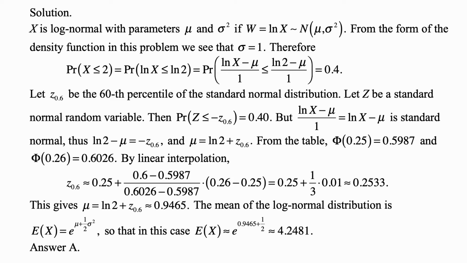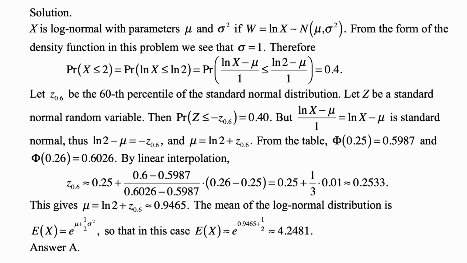And here is the solution. X is log normal with parameters mu and sigma squared if its natural logarithm, so ln of x, let's write w for it, is normal with mean mu and variance sigma squared. From the form of the density function in this problem, we see that sigma is equal to 1. Therefore, the probability that x is less than or equal to 2, which is what we know to be 0.4, is the probability that ln of x is less than or equal to natural logarithm of 2, because natural logarithm is an increasing function. And that's equal to the probability that ln of x minus mu over 1 is less than or equal to ln of 2 minus mu over 1, and we know this to be 0.4.